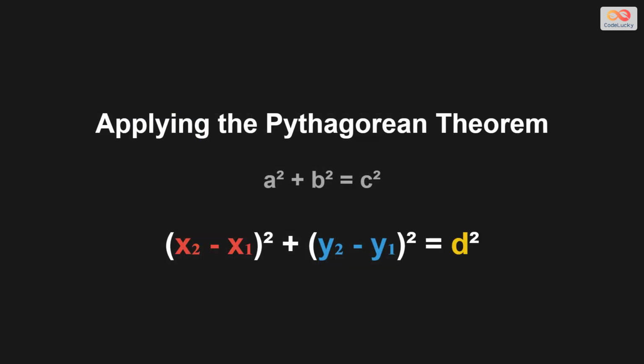Now we can substitute these values into the Pythagorean theorem. Our first leg, A, is the change in x, our second leg, B, is the change in y, and the hypotenuse, C, is the distance. So, the change in x squared plus the change in y squared equals d squared.